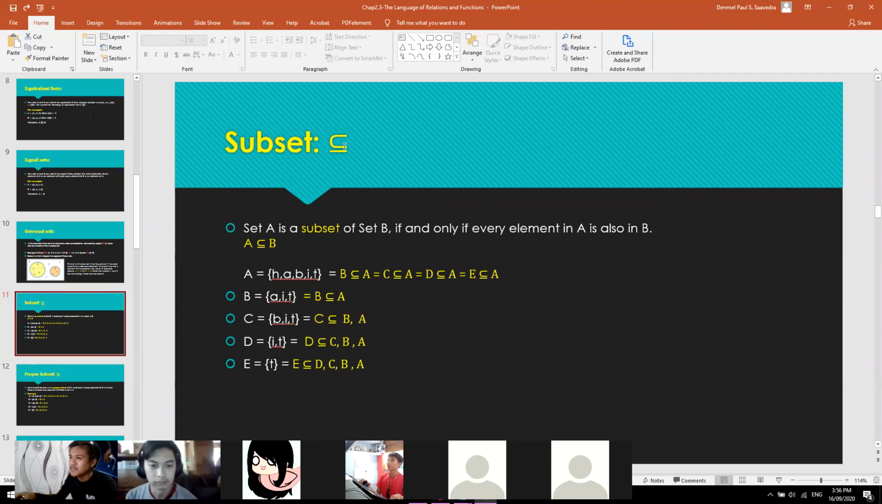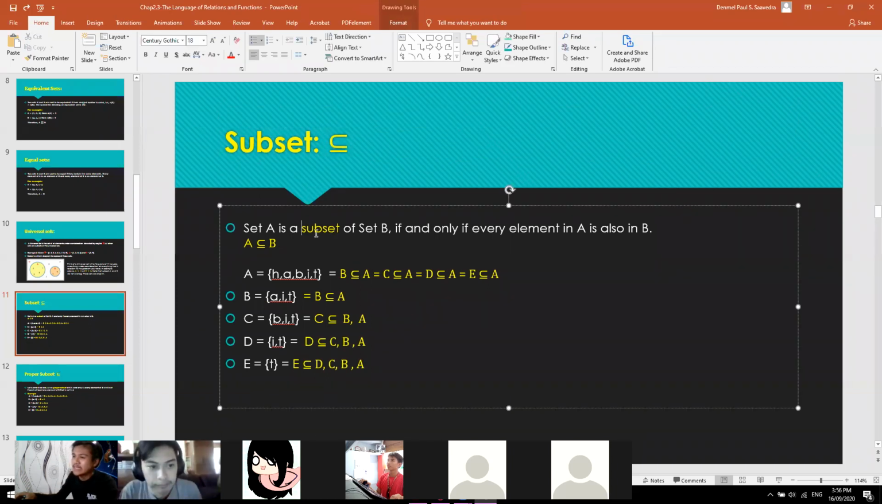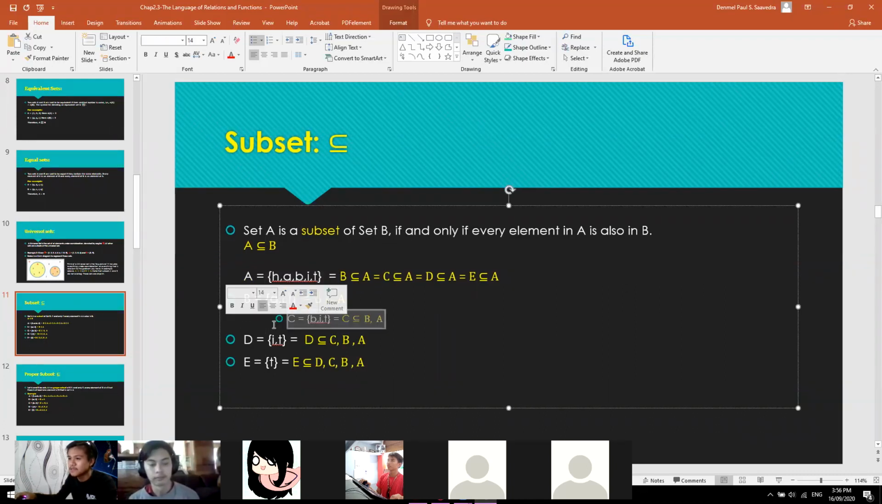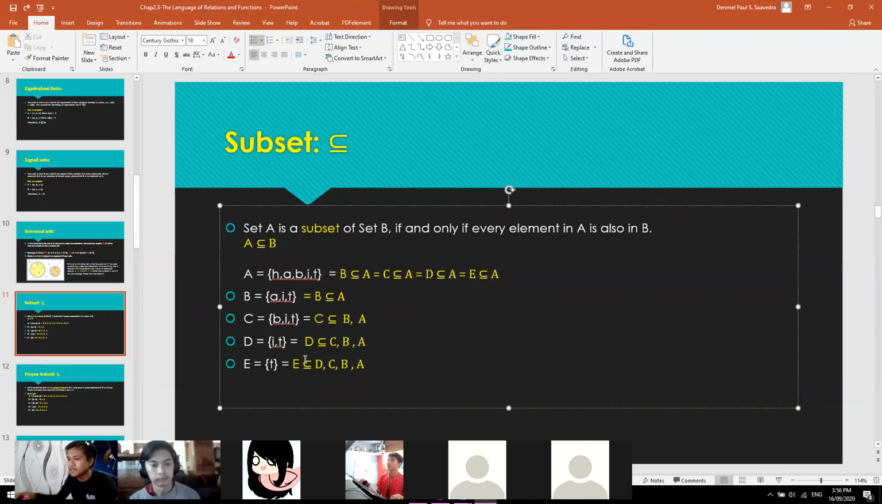Anyway, subset, ito yung symbol ng subset. So set A is a subset of set B if and only if every element in A is also in B. Okay? So meron na akong example dito. We have set A, set B, set C, set D, and then set E. Ito yung mga equivalent answers nila wherein B, C, D, and E are the subsets of A. Bakit? Lahat ng element ng B, C, D, E can be found on the superset.